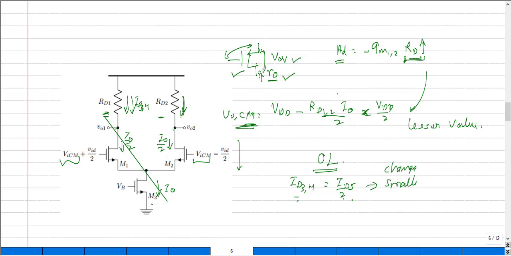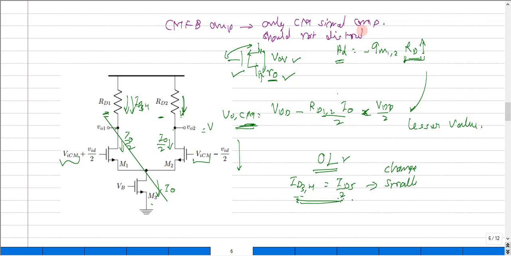So we need a common mode feedback to stabilize the output voltage to a known value. But this common mode feedback, that is CMFB or common mode feedback amplifier, should work only on the common mode signal component and should not disturb any differential mode component. So this is basically the main requirement of this common mode feedback network.